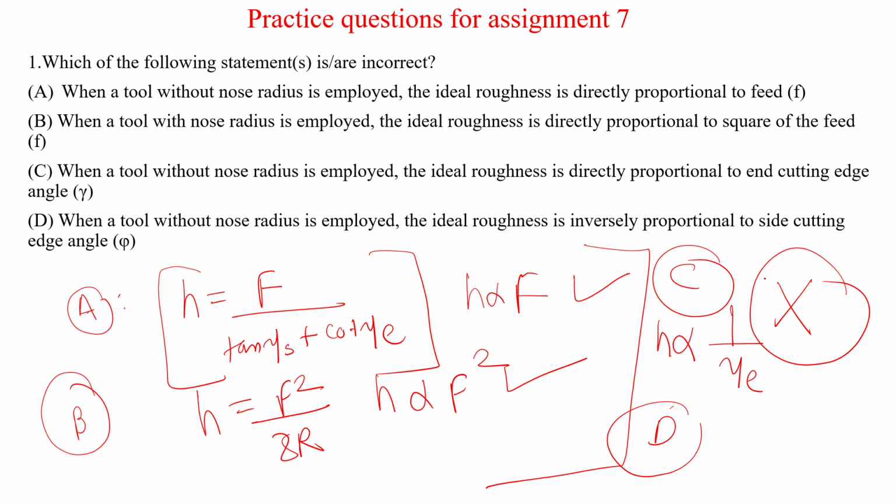See, this is also right. It is inversely proportional. This is right. Therefore, the answer is C. Understood? Yes, sir. Okay. So we need to find the incorrect one. The incorrect one is C. The rest, A, B, D, are correct.